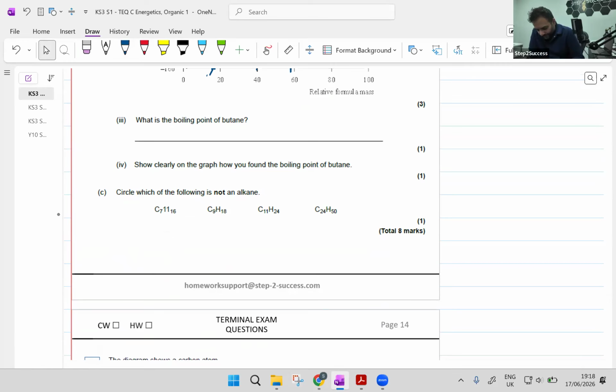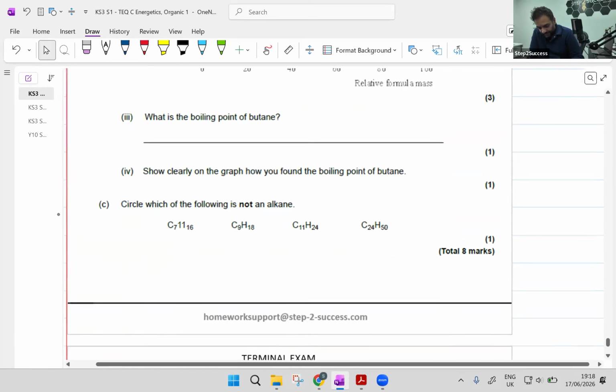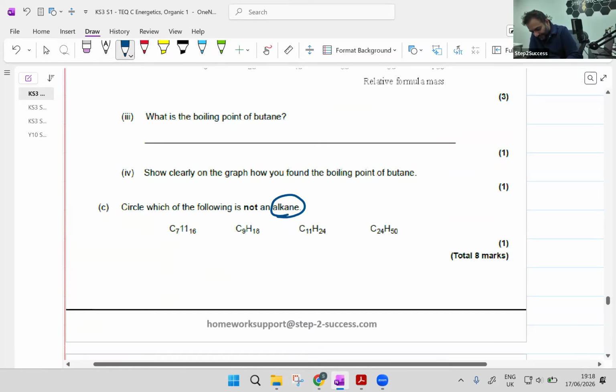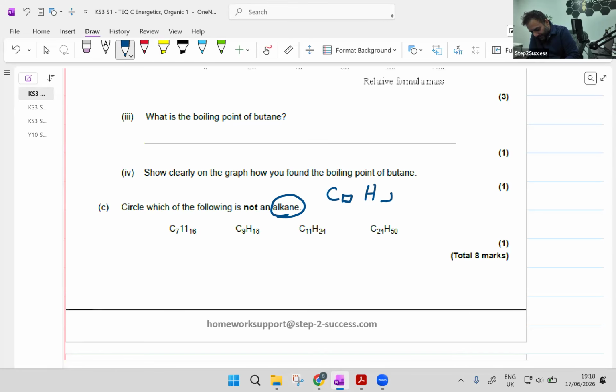Okay. Show clearly on the graph how you found it, done that. Circle which of the following is not an alkane. Alkanes have this formula where, to get to the H number, you double the carbon number and then add 2 to it. So if that was 5, you double it and add 2, and you get 12. Take any other number, double it and add 2, and you get that one. It's only when it doesn't follow that pattern that it's not an alkane. So you see this one doesn't follow that pattern because it's just doubling, not doubling and then adding 2. All the others double 14 and add 2, 16. Double 11, 22, add 2, 24. They double and add 2. So that's what that is.